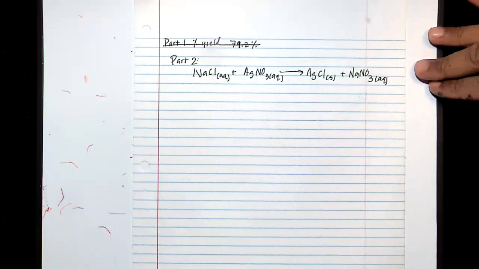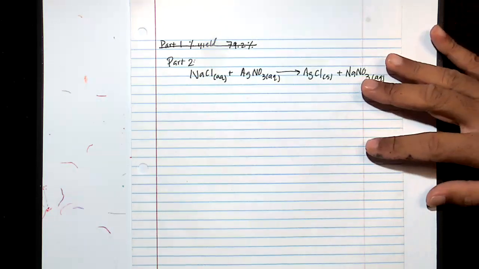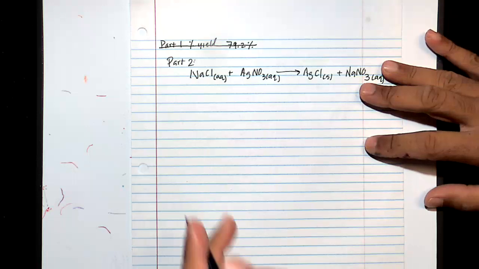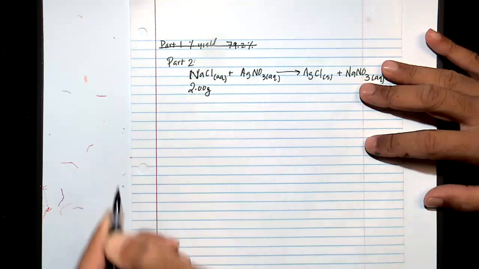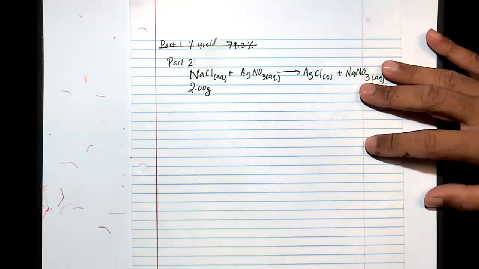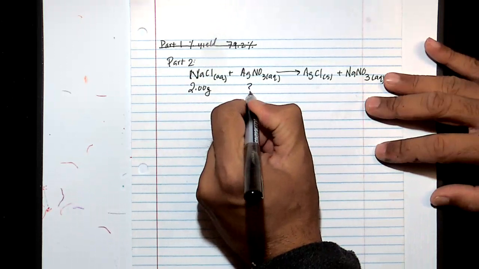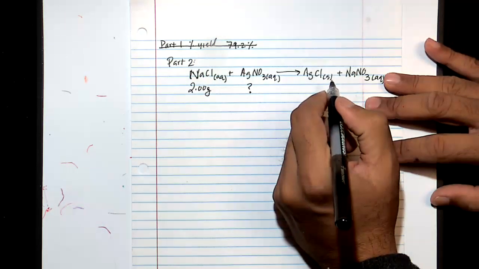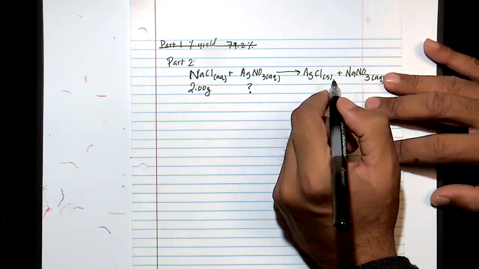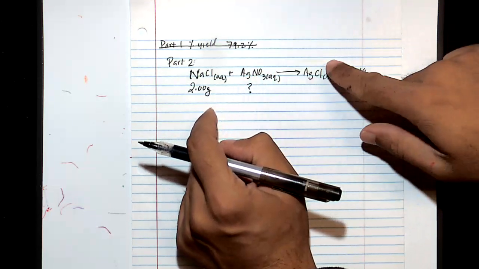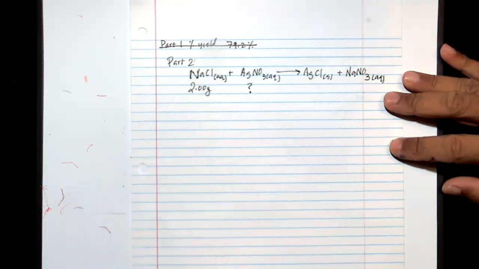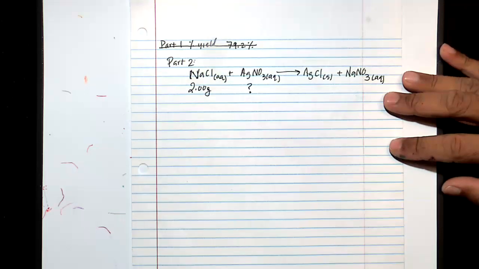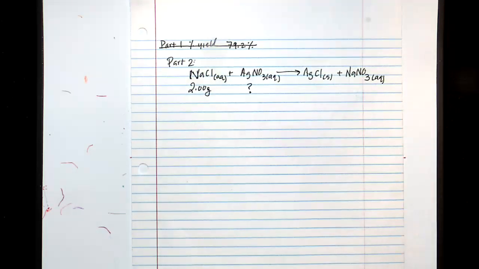Okay, so what are they asking in part 2? So in part 2, you have 2 grams of NaCl, and we're trying to find how much silver nitrate we need to add to that 2 grams to get it completely reacted. How many grams of silver nitrate do you need to completely react with the NaCl? I think that's pretty straightforward to me.